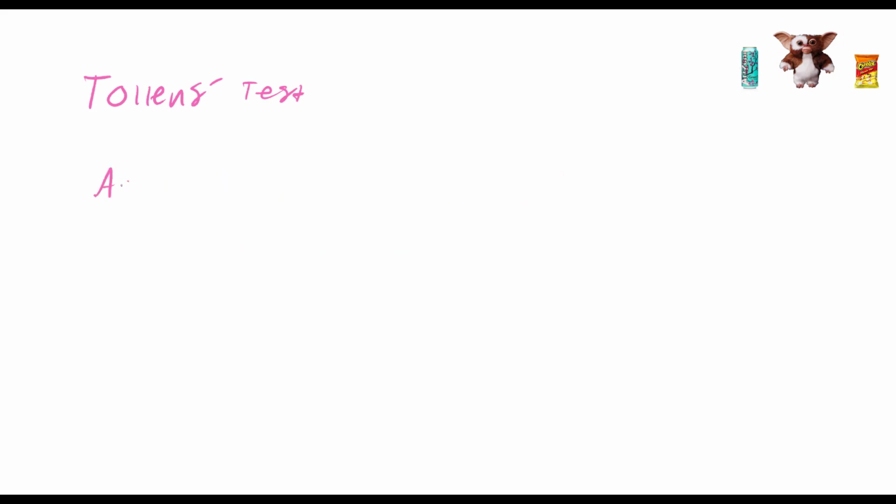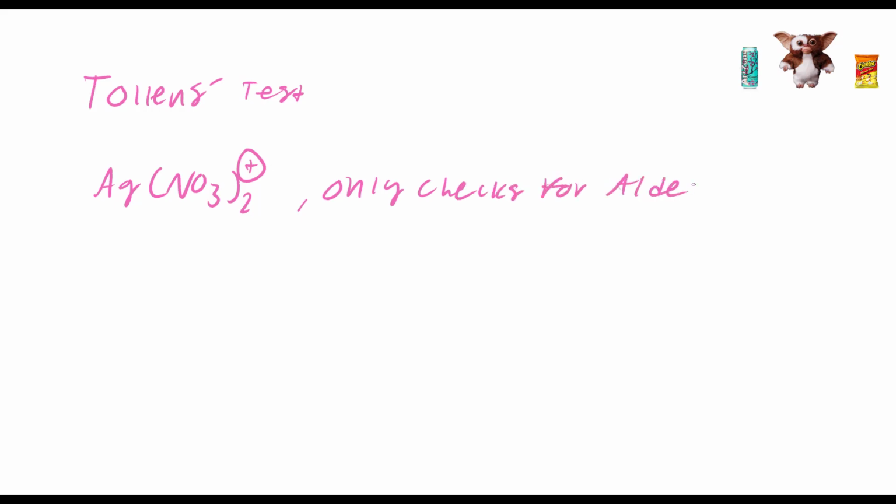Instead, it uses silver, I believe, nitrate. So AgNO3, and then the silver is plus, right here. And it only checks for aldehydes. It doesn't work for ketones. So no ketones, except for the alpha hydroxyl ketone. So if you're going to use that in lab, yeah, you can use it.